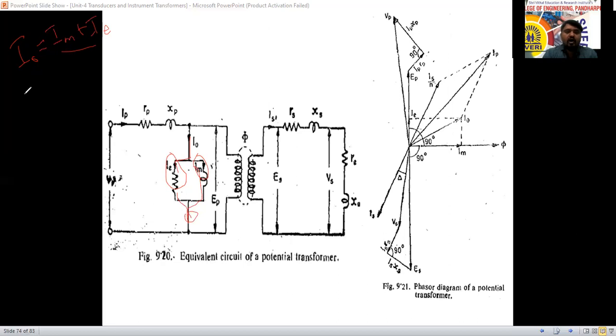Next, what is this current? This is the primary current. Up to here, IP is there. At this point it is actually I naught minus IP, we can write like this. Because of this current only, the secondary current IS will be produced here. For the potential transformer, IS divided by the number of turns we are going to consider here.